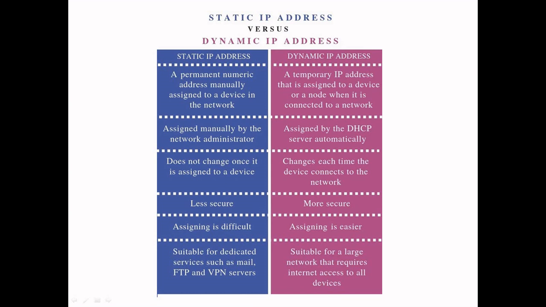What is the difference between a static IP address and a dynamic IP address? A static IP address is a permanent address which is assigned manually and does not change. It is less secure, and assigning it is difficult; you need to be knowledgeable. These are used for FTP servers, VPN servers or printers, etc. Whereas a dynamic IP address changes and comes automatically, is more secure, is easier to assign, and is suitable for large networks.